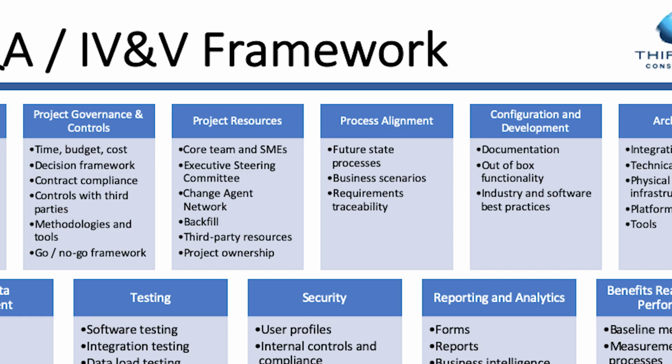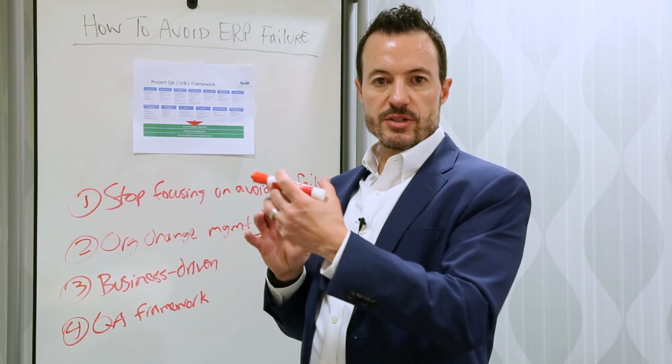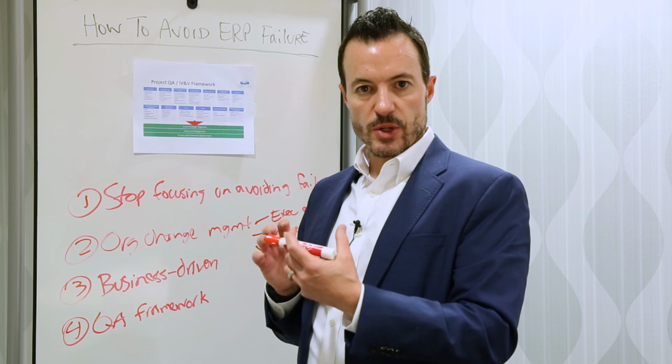So the next thing we need to be thinking about is process alignment. So looking at ensuring that we've defined our future state processes and that the technology is aligned with those processes, and in cases where we're changing our processes to fit the software, that we've changed those processes.